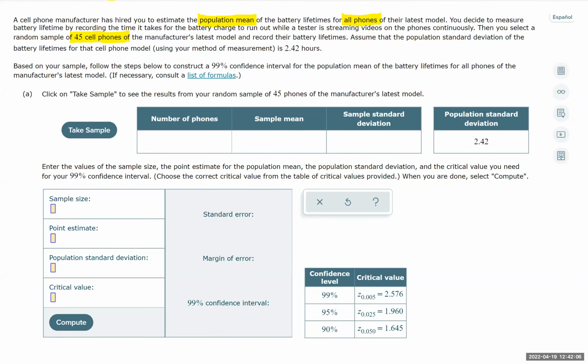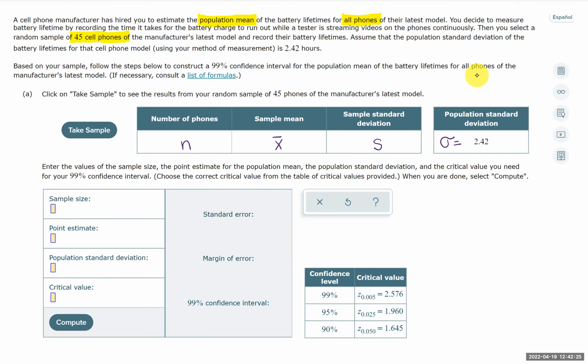So the number of phones in the sample would be lowercase n, the sample size. The sample mean is x bar. Sample standard deviation would be s. And in this case, though, they give us the population standard deviation, and that is sigma.